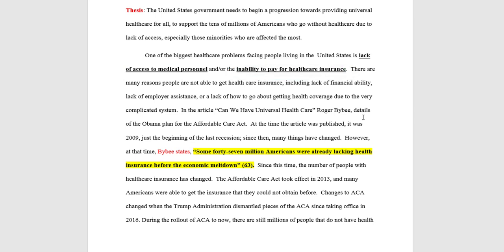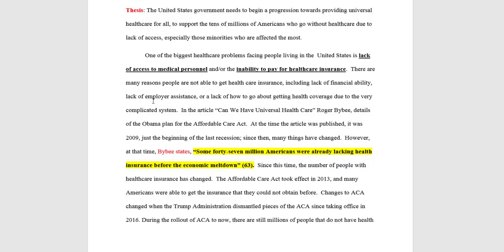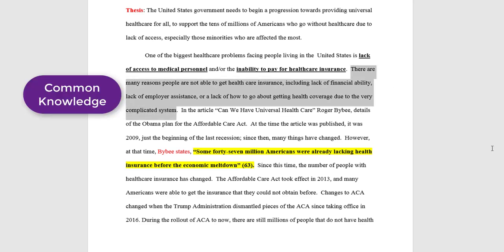The writer goes on to say, there are many reasons people are not able to get healthcare insurance, including lack of financial ability, lack of employer assistance, or a lack of how to go about getting health care due to a very complicated system. Notice this sentence. It's all common knowledge. It doesn't need to be cited the source.